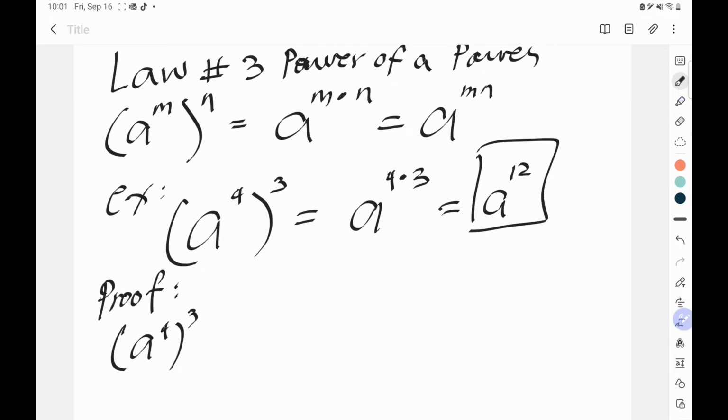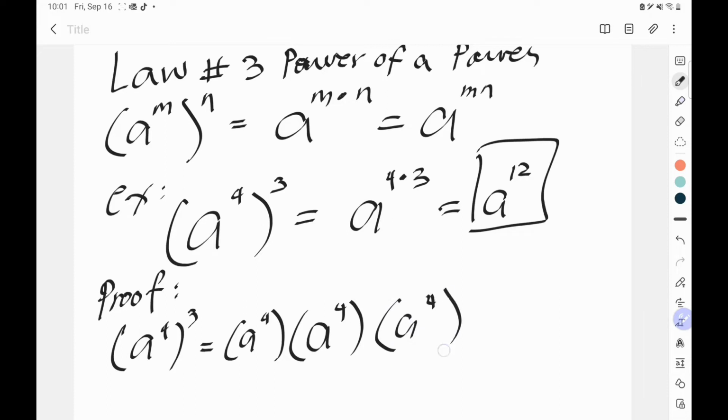So a to the power of 4 to the power of 3, that means you have a to the power of 4, and you have to multiply it by itself 3 times. So we have a to the power of 4 times a to the power of 4 times a to the power of 4. So you have to multiply a to the power of 4 three times, because that's what it means by the index or exponent there. You have to multiply a particular number by itself by how many times, right?